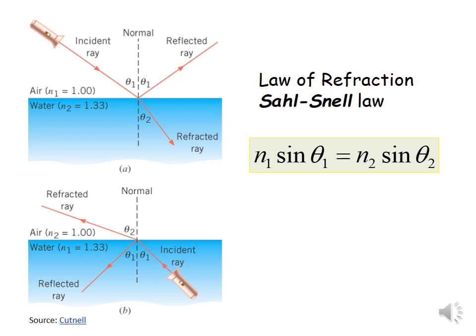If the incoming ray originated from the medium with a lower refractive index, the refracted light will be bent toward the normal line. On the other hand, if the incoming ray originated from the medium with a higher refractive index, the refracted light will be bent away from the normal line.